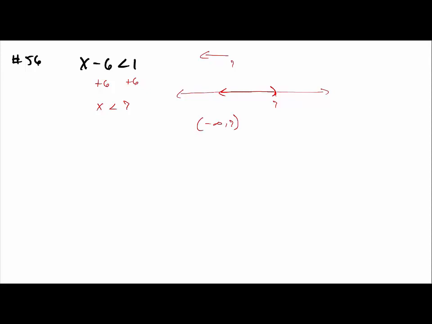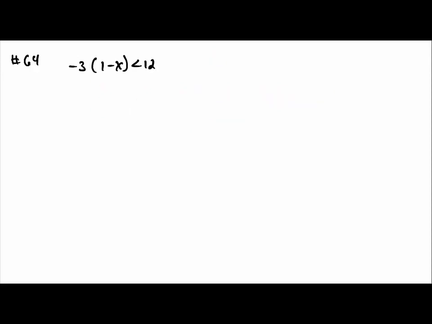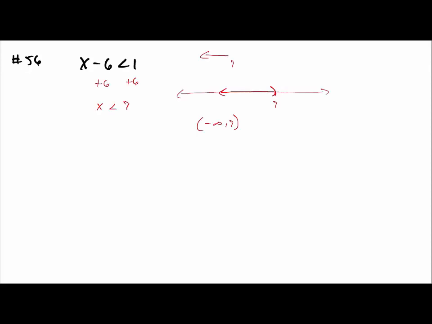All right, the next one is number 64, and again, we're going to do the same thing. We're going to go ahead and solve the inequality. We're going to write it in set notation, interval notation, and then we're going to go ahead and graph the inequality. If I was writing it, let me go back to this one. If I was writing this in set notation, it would be all numbers x such that x is less than 7. So that's another way that you can write it. So that's interval and set notation.